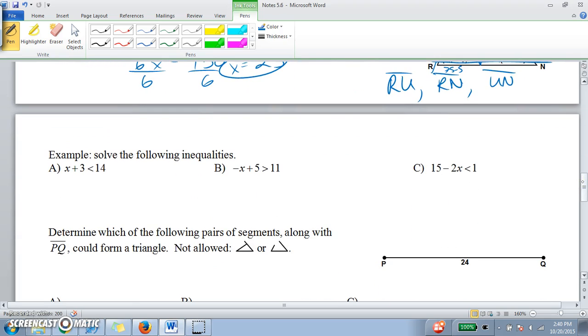Alright, solve the following inequalities. So this is review from Algebra 1. We solve an inequality just like we solve an equation. Here I've got x plus 3 is less than 14. To solve for x, I just subtract 3 from both sides. X is less than 11.